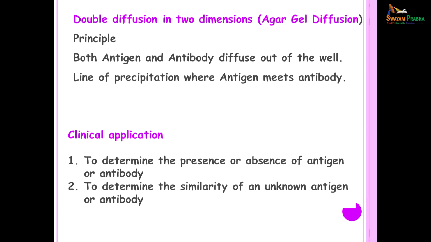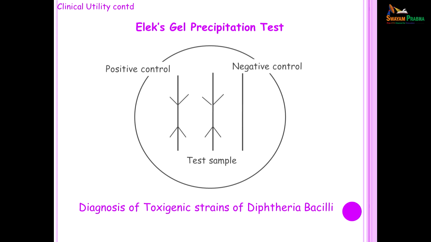Now, where do we use this agar gel diffusion in the routine laboratory for diagnosis? Double diffusion in 2 dimensions is used when we do the Elek gel precipitation test. The Elek gel precipitation test is done for the diagnosis of toxigenic strains of diphtheria bacillus. We take a plate with media, and before the media has set, we put a strip of filter paper containing anti-diphtheritic serum.